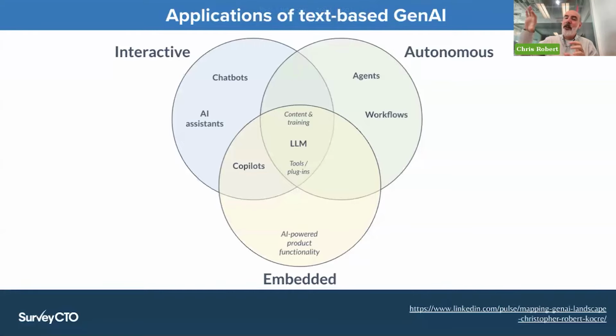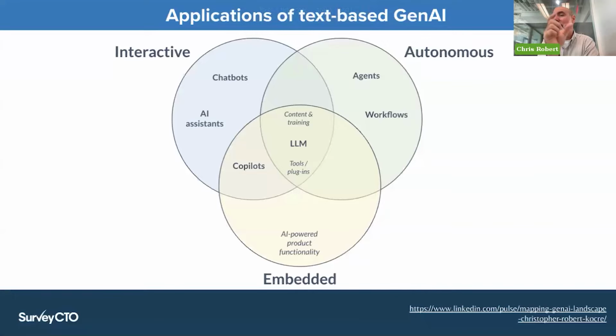And then you have these agents, you have automated workflows, and there are lots of different ways to think about using AI and different ways that you might bring it into work. And they're all centered on using these LLMs, these large language models. And they might all share a certain type of content or training or tools or plugins. But at the end of the day, the way you interact with the AI systems is very different.